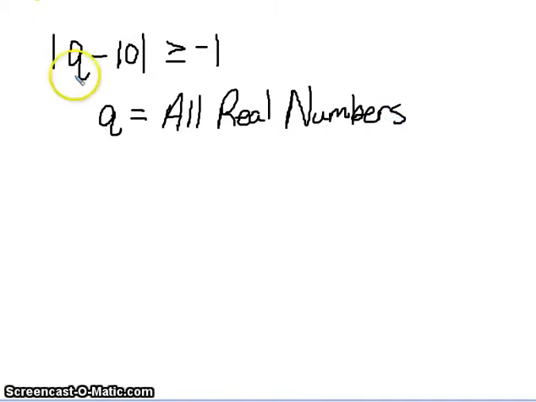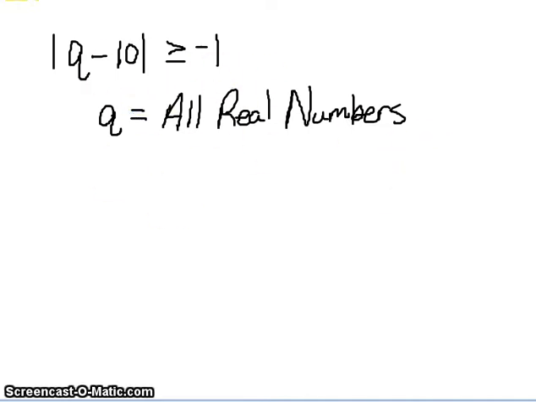I can put any fraction, I can put any integer, I can put any decimal, I can put any whole number, anything at all that I want to put in here. I can put 4,307 and subtract 10 from it, and when I take the absolute value, it's going to be positive. I can put negative 4,307, and it's still going to be positive.